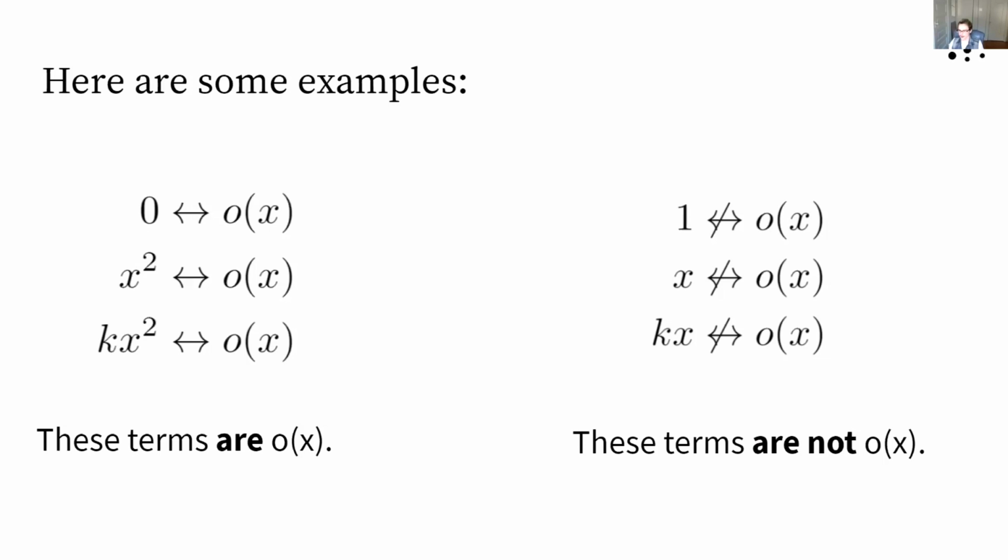So some terms that are not o of x: 1, that's something that doesn't get smaller at all. And so it doesn't get smaller faster than x gets smaller. x does not get smaller faster than x because they're the same. So the ratio of those two things is always 1. And so that's a term that's not little o of x. If I multiply x by something, the ratio of kx and x is going to be k. That's also not 0, and so that term is not o of x.